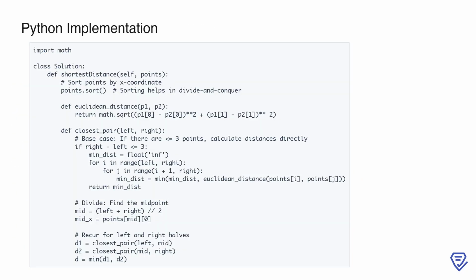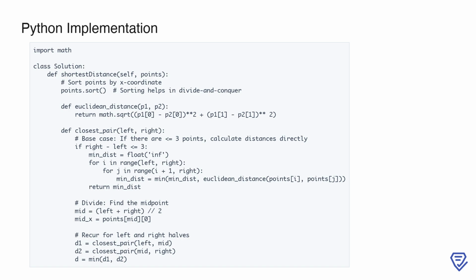Here, we start implementing the solution to find the shortest distance between points in a 2D plane using Python. First, we import the math module, which will help us calculate the Euclidean distance between points. Next, we define a class named Solution and a method called shortest_distance that takes a list of points as input. The first step in this method is to sort the points by their x-coordinates.